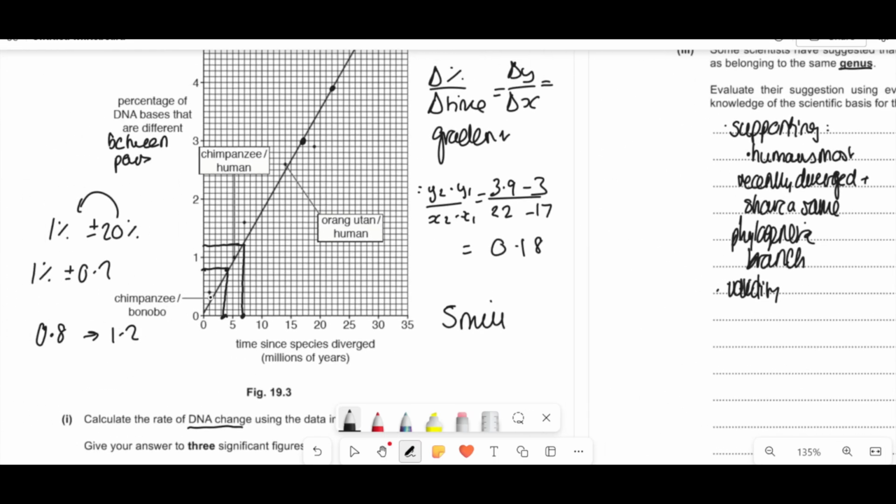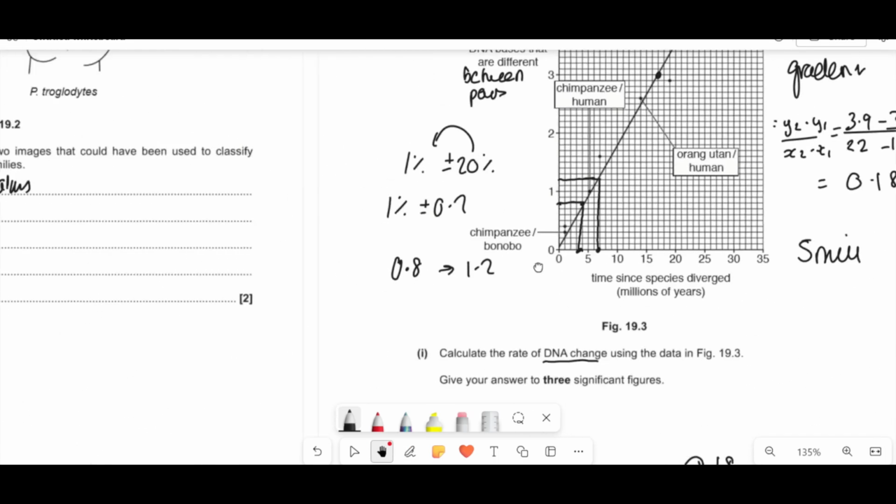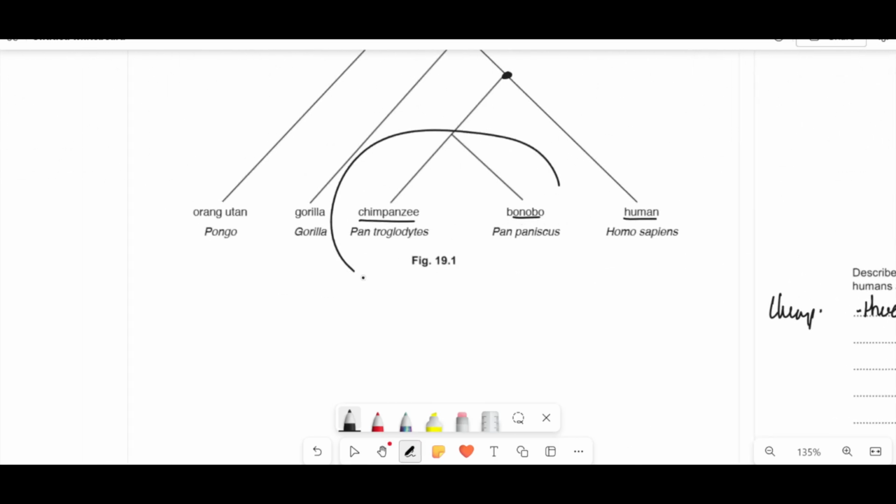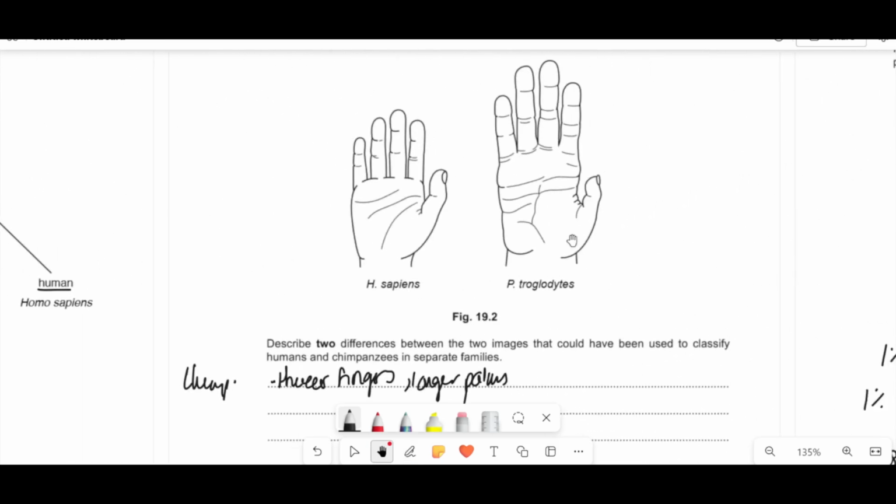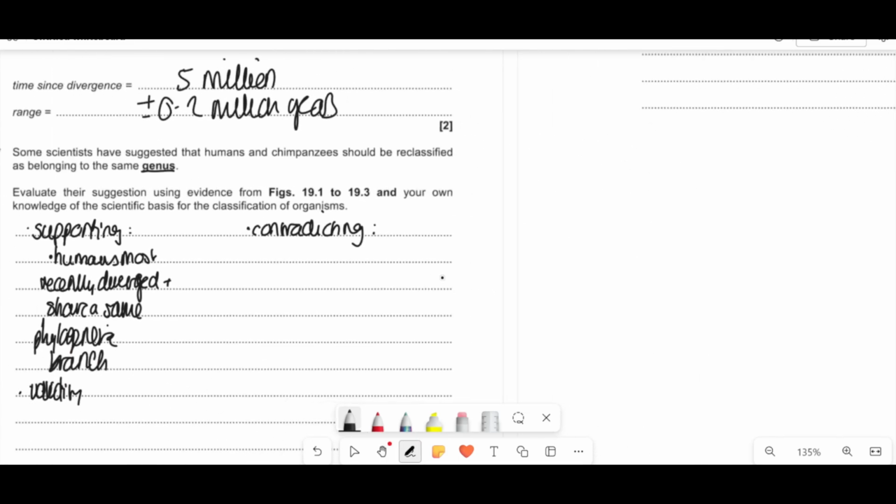However, what's contradicting about it is that if we look at, for example, the chimpanzee versus the bonobo, the chimpanzee and the bonobo first dropped here, and it also says on the figure that they also came out here as well, and they're more recent. So that kind of goes against it because we're not really as recent as these two. So why should we be put in the same genus?